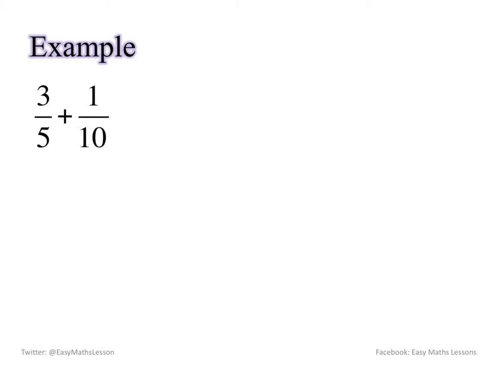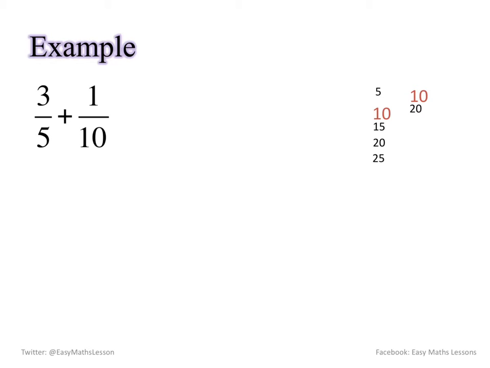Let's have a look at when the denominators are not exactly the same. In this case, I have got fifths and I've got tenths. So I'm going to list out the times tables for the fives and the times tables of the tenths. Here we go. 5, 10, 15, 20, 25, and then for my tens I've got 10, 20, and I can just stop there because I can see that I've got a 10 in both sides. I do have a 20 as well, but 10 is smaller, so I can just work with that.